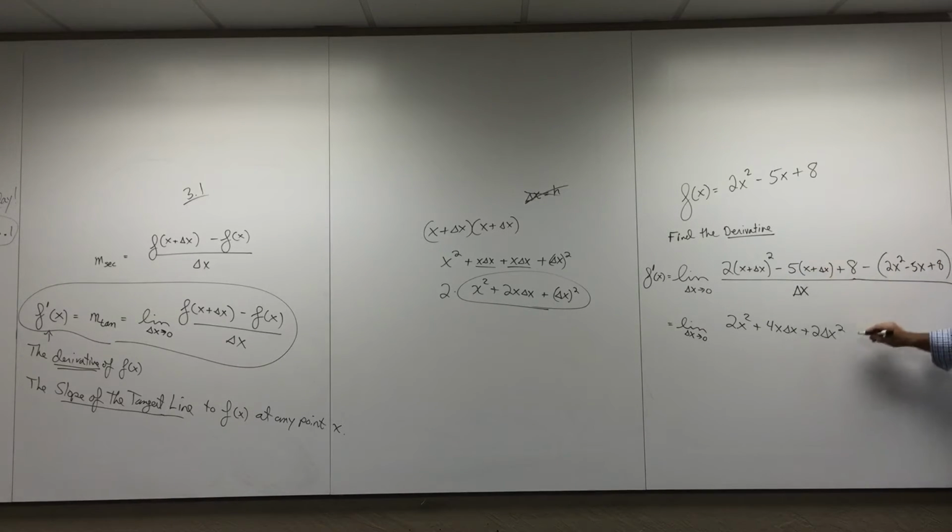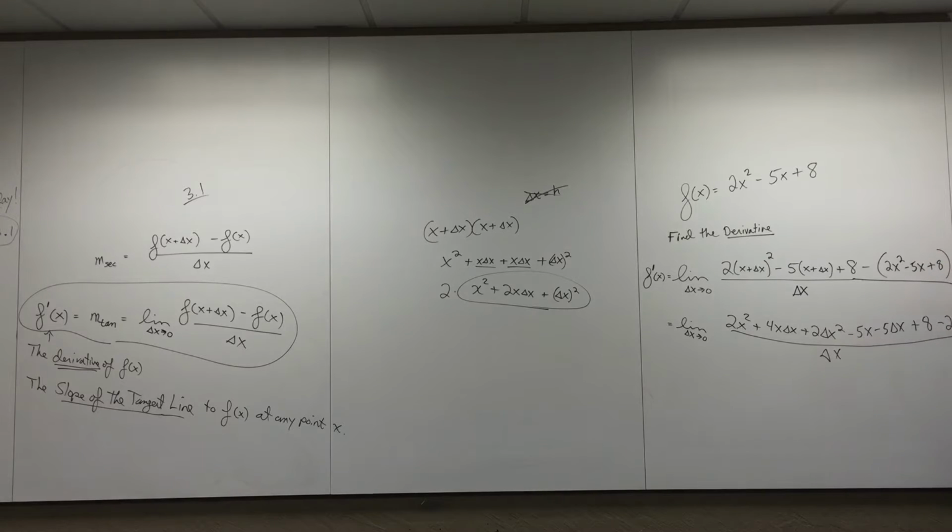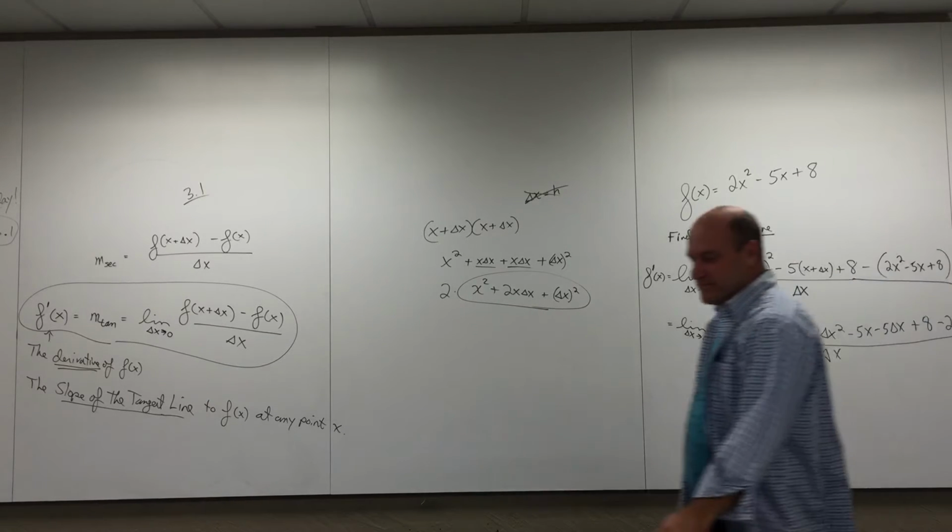I'm going to distribute the -5: -5x, -5 delta x, plus 8. I'm going to go off the video here. You know what? I don't care. -2x squared plus 5x minus 8. Whoever is on that video should be able to follow that. All over delta x. And now a lot of stuff cancels.